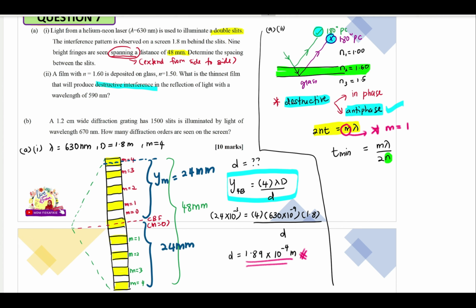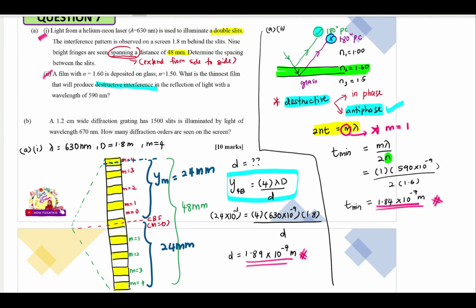Should be 1.6. Okay, so you masukkan nilai dia 1. Lambda soalan dah bagi 590 nanometer. Okay, so bahagi dengan 2n. N tadi 1.6. Jangan ambil n 1.5 pula, n of the glass. Okay, so you akan dapat the minimum thickness of the film so that the destructive interference will happen. Okay, minimum thickness tu mesti 1.84 times 10 power of negative 7 meter. Okay, so this is the answer.